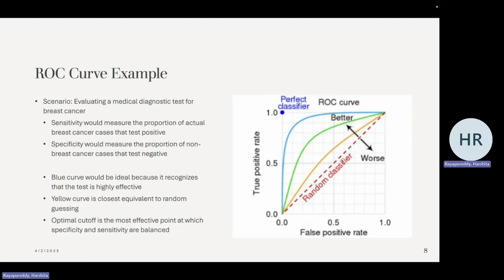We can see an example of this in the scenario where we're evaluating a medical diagnostic test for breast cancer. Sensitivity would measure the proportion of actual breast cancer cases that test positive, and specificity would measure the proportion of non-breast cancer cases that test negative. On the graph on the right, you can see the blue point in the top left corner is an example of a perfect classifier, and hence the blue curve would be most ideal because it recognizes that the test is highly effective. The yellow curve is closest to the red dashed line, which is our 0.5, so it's the closest equivalent to random guessing.